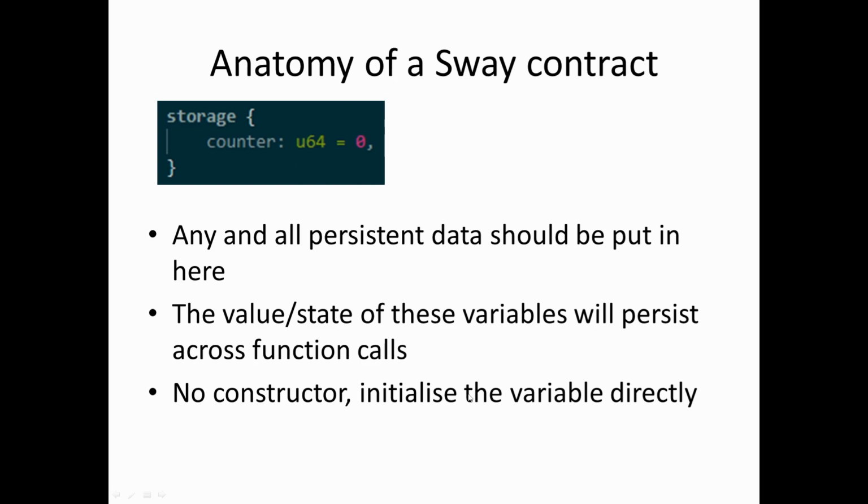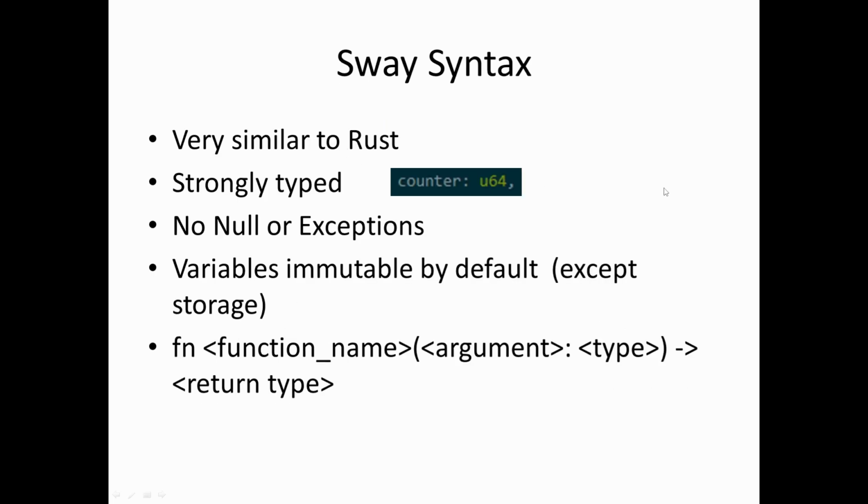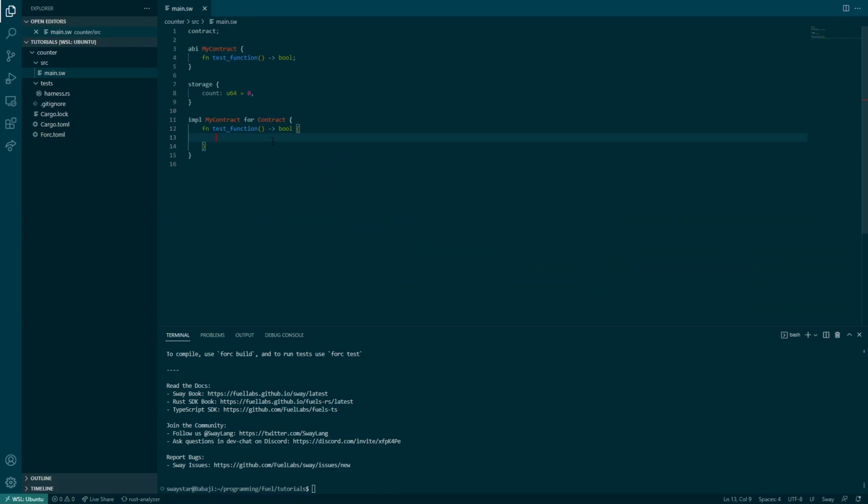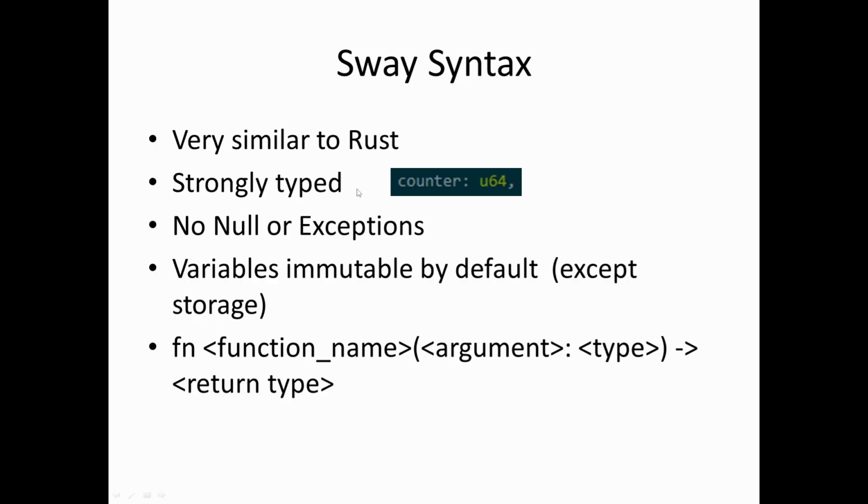In Sway there is no constructor, so you need to initialize the variable directly with an equals sign. In Sway the syntax is very similar to Rust. Sway is a strongly typed language, so this counter variable would have a u64 type annotation with the colon in between. There are no null or exceptions in Sway. Variables are immutable by default except the storage variables, the one I just defined here.